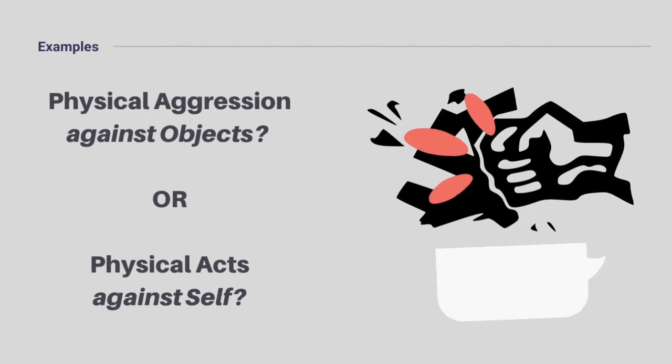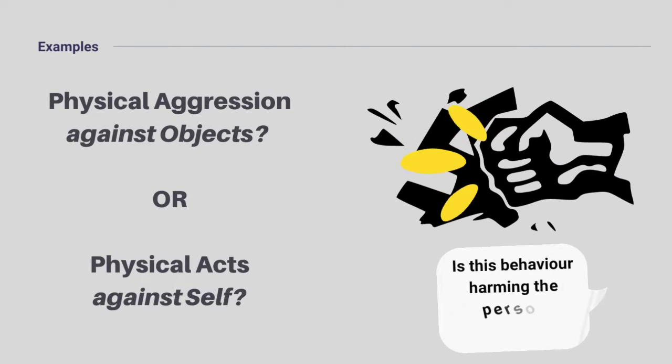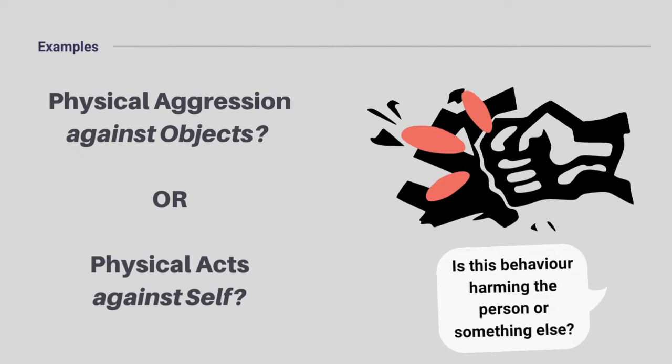For example, a person may punch a wall, drive a wheelchair into a wall, or bang his or her head into the wall. These behaviors could be argued as being physical aggression against objects, which is the wall, or physical acts against self, but it is not scored as both, and this is why.